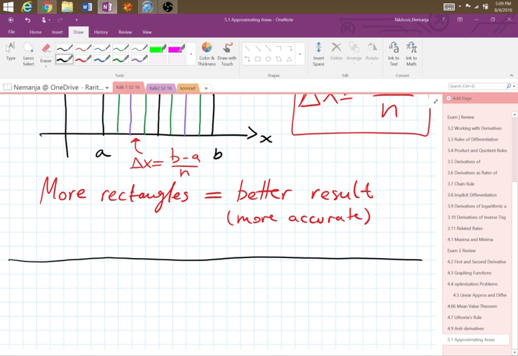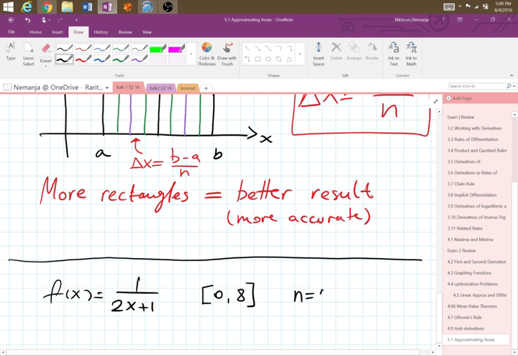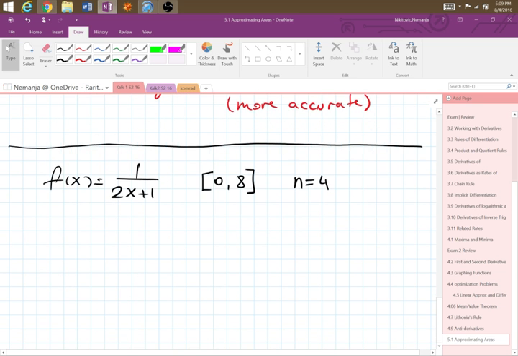So let's take a look at any of these functions. It really doesn't matter. Let's go with f of x is equal to 1 over 2x plus 1 from 0 to 8. And they tell you that you should use 4 rectangles.